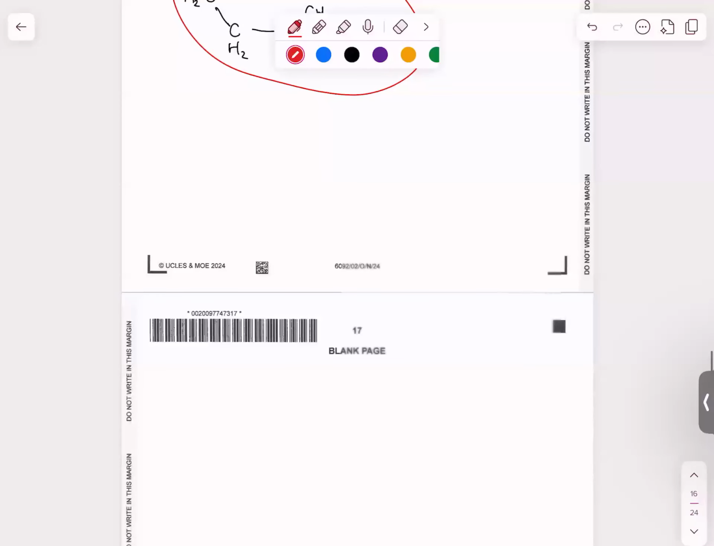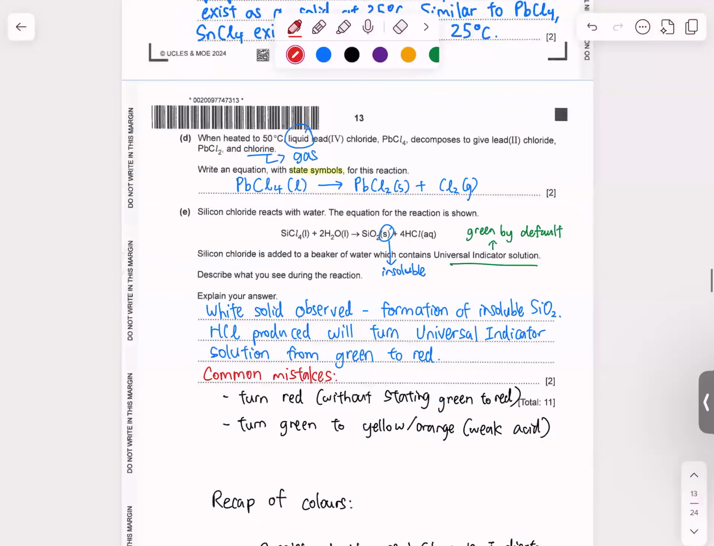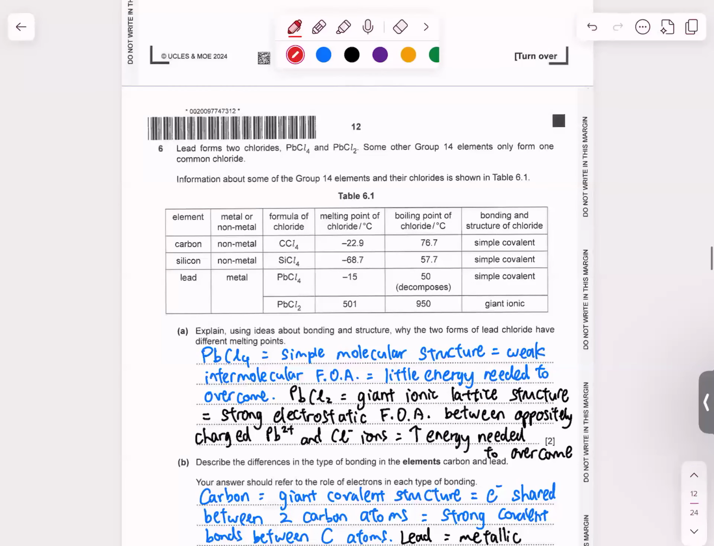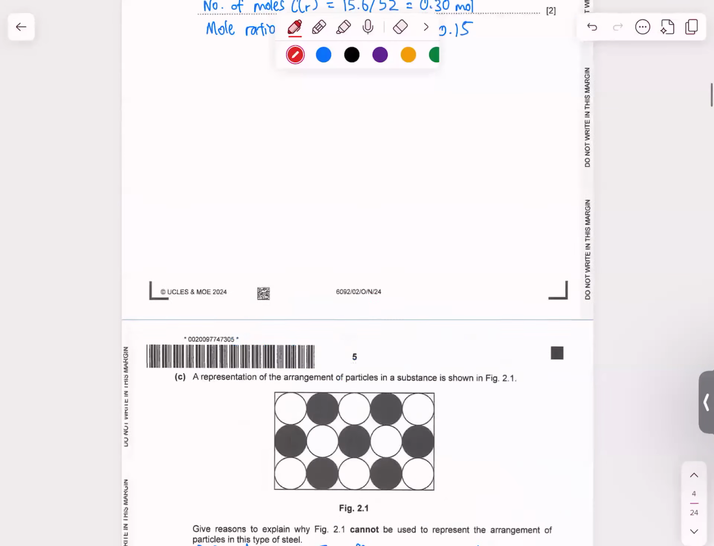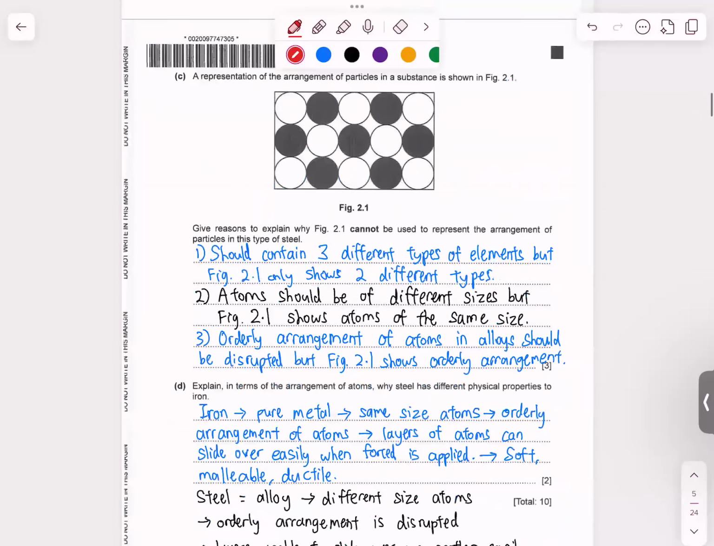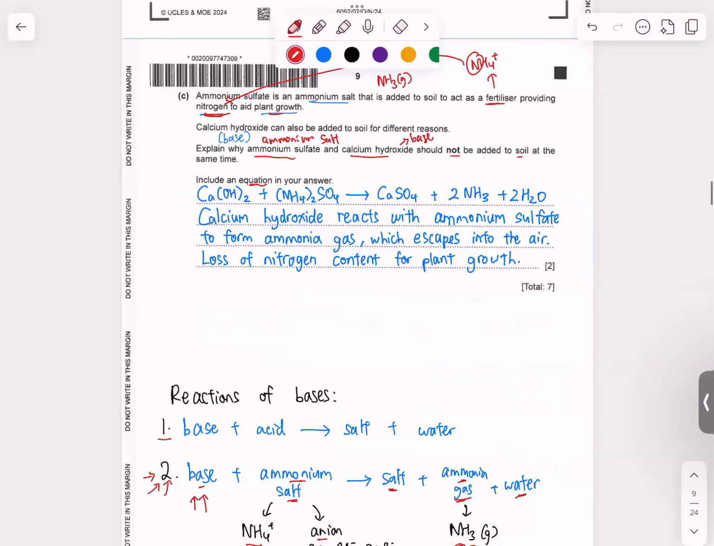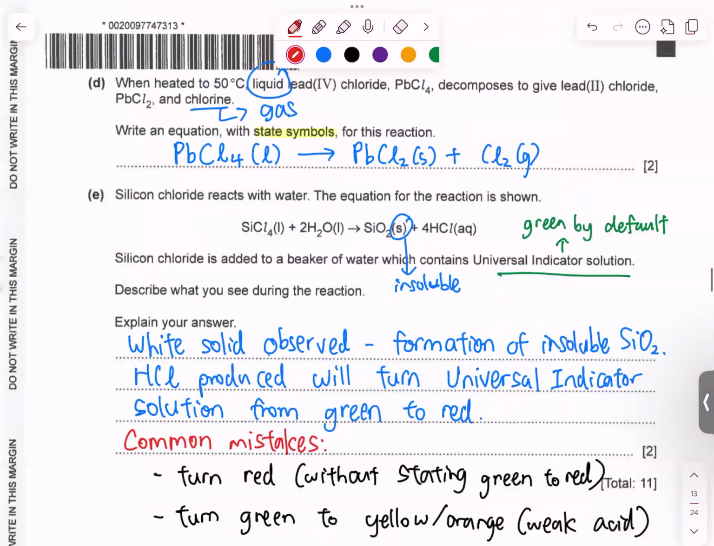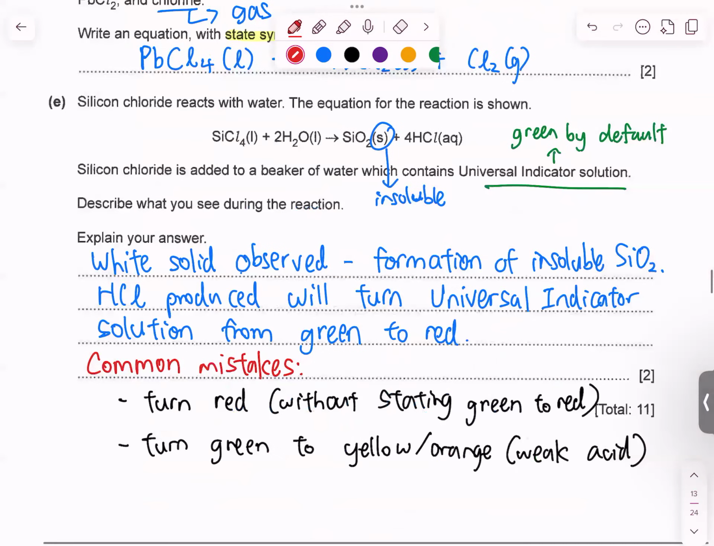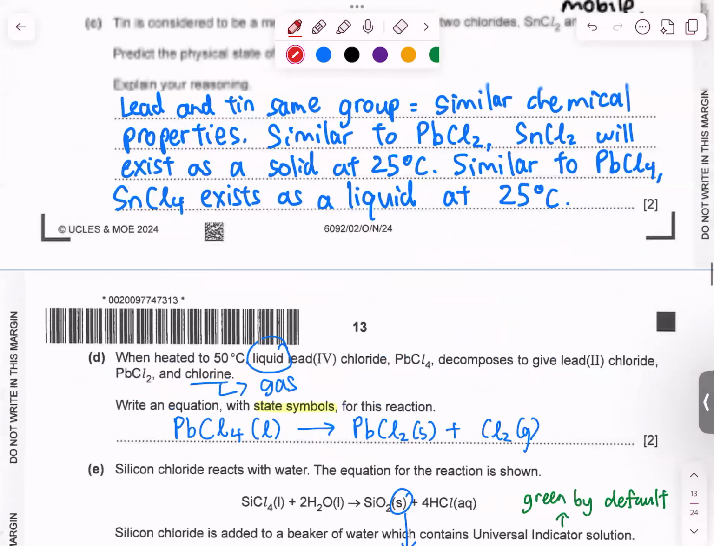Okay, let me see if I can go through just one part. Okay, I think I will go through, sorry. I'll go through this one. Okay. So this is question four, right?